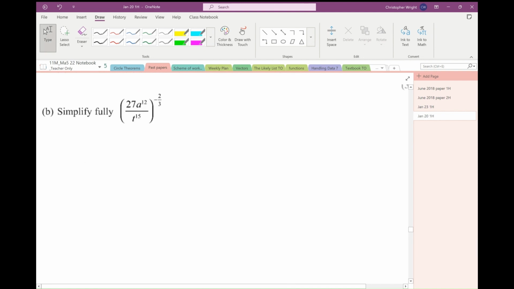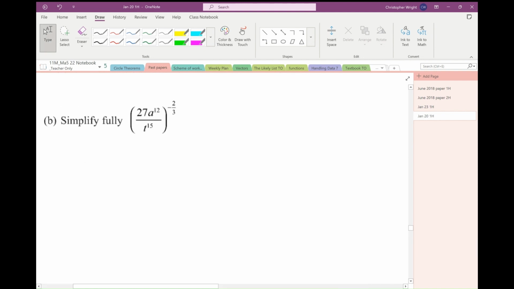Right, section B. Now, this bracket is to a negative power. So the first thing I'm going to do is change the bracket so now I can write it as a positive power. Right, so I'm going to cube root everything. I'm going to leave it to the power of 2 and cube root what's inside the bracket. So the cube root of t to the power 15 is t to the power 5, and the cube root of 27 is 3. The cube root of a to the 12 is a to the 4.